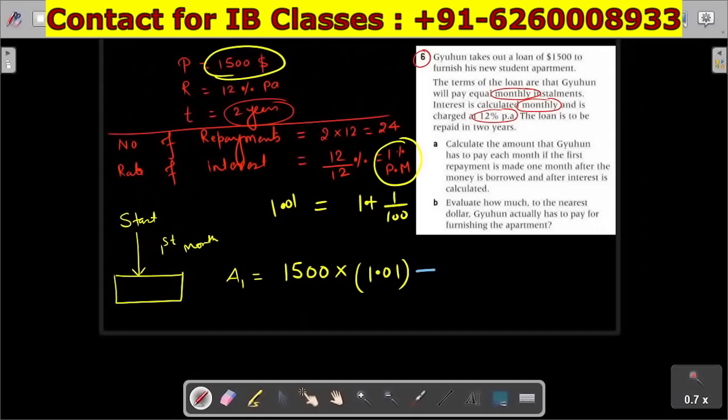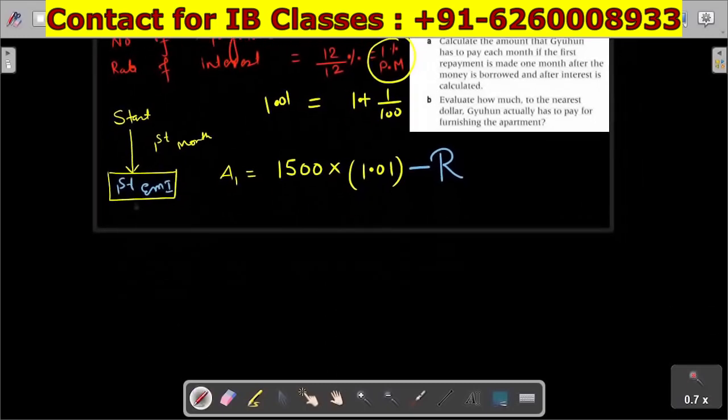But I have to pay also. So let us suppose R is my EMI, or you can say monthly installment. So my total due amount will be this minus R. So this is the first EMI. After the payment of the first EMI, you will get this. What will happen for the next EMI?